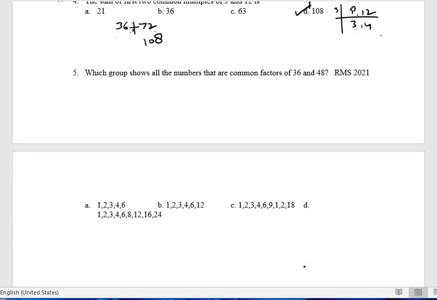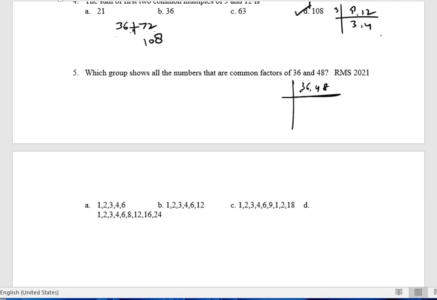Next question. Which group shows all the numbers that are common factors of 36 and 48? Now here you can go with the D part. Okay, so when we talk about this case, we know that the HCF of 36 and 48.